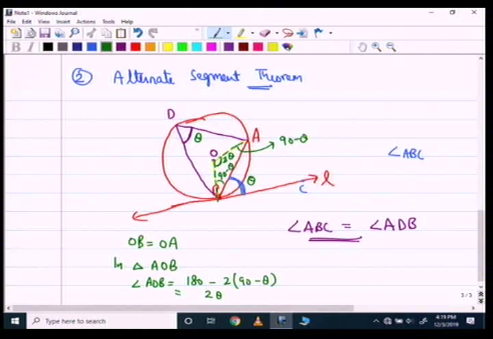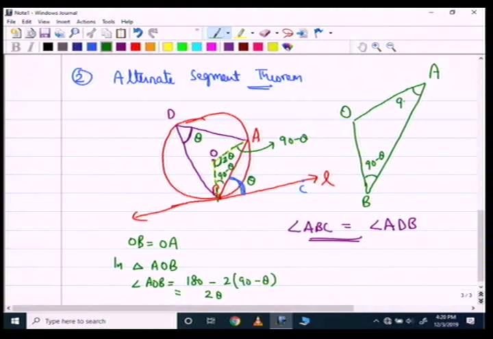How 2 theta? See, this triangle, if I draw it here, I am drawing this triangle over here. This triangle O, so you can see the larger view. This is the OAB triangle, right? This angle is 90 minus theta, and this angle is also 90 minus theta, because OA is equal to OB, because both are the radius of a circle, so base angles will be equal. And if you apply the triangle angle sum property, you will get 2 theta. 180 would get cancelled. Getting it? How it is 2 theta?